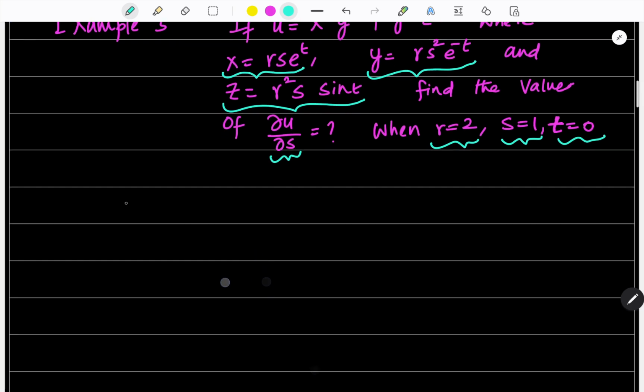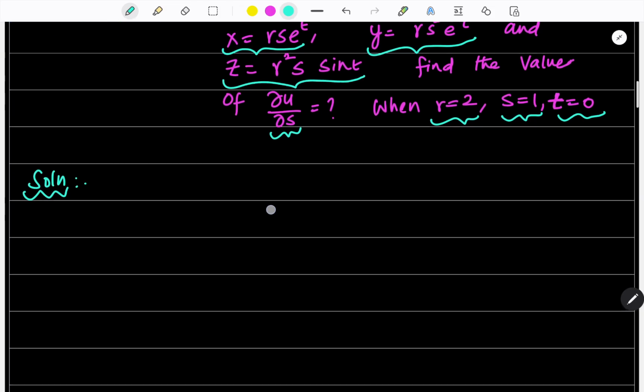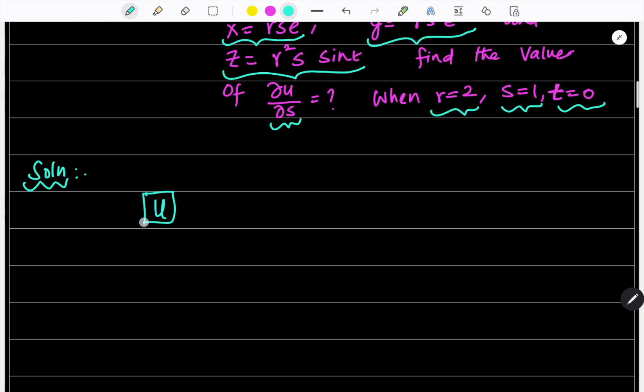Right. Let's start now. So u is a function of how many variables? X, y, z. So u is a function of 3 variables.